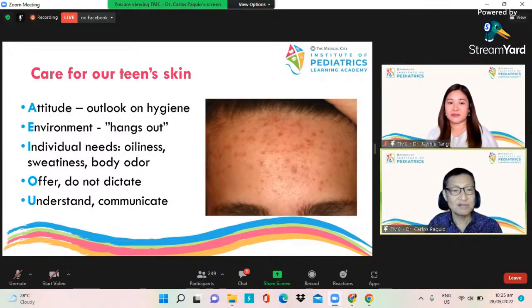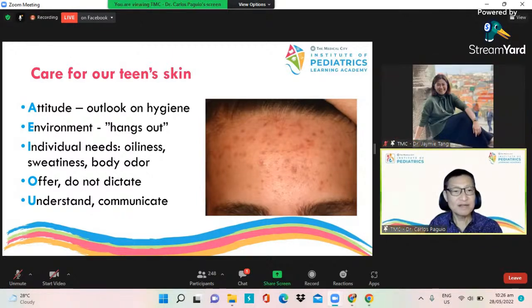So ito po yung ating philosophy. I call it the AEIOU philosophy. Ayan, you can read it there. Attitude. We probably need to figure out the attitude of our adolescents and teens. What is their outlook on hygiene in the first place? How do they view themselves, di ba? And then let's think of their environment. Where do they hang out? Are they the type to just sit down with their devices the whole day? Or are they also the type of people who are more outgoing? They like sports, they like going out. They get depressed when they don't have face-to-face encounters, no?